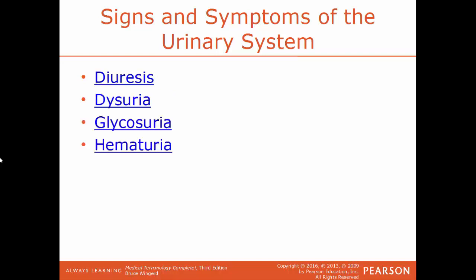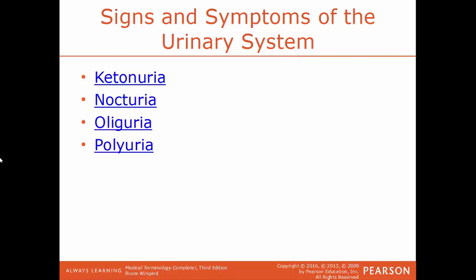Diuresis. This is an excessive amount of urine being produced. Dysuria is a condition where you have painful urination. Glycosuria is a condition where there are high levels of sugar found in urine. And hematuria is the presence of blood within urine. Ketonuria is the presence of acetones or ketone bodies within urine.